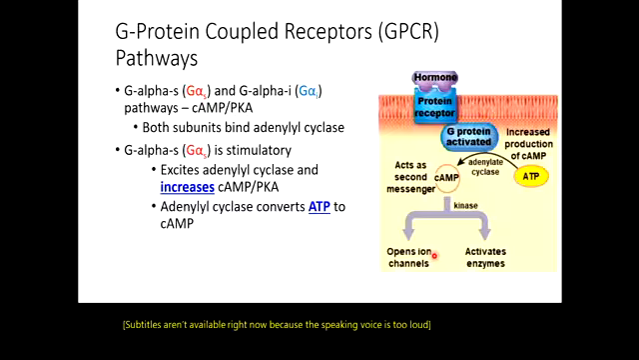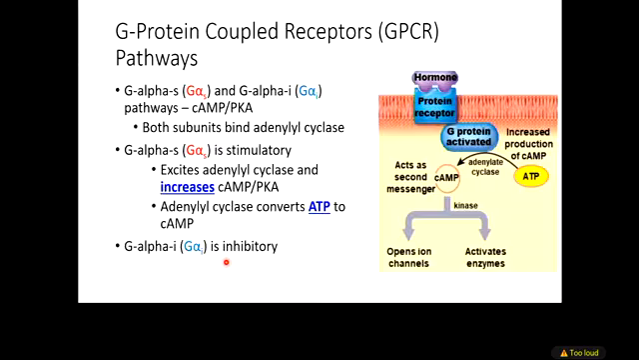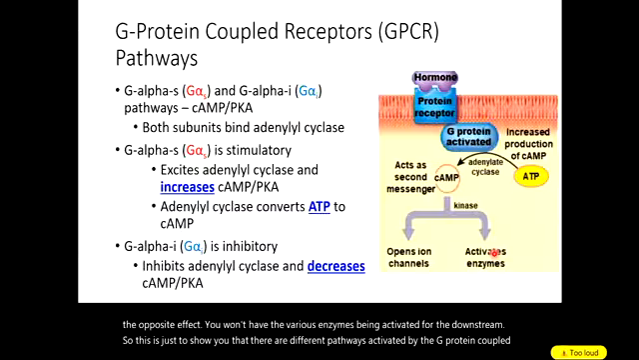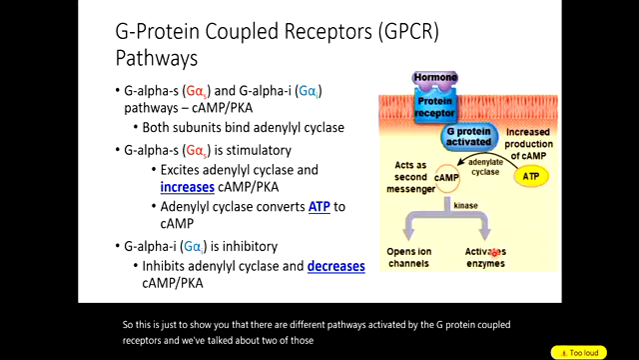Now, in case it was a different type of G protein coupled receptor and there is a release of the G-alpha I subunit, what this does is it's going to bind to adenyl cyclase and it will inhibit it. And if adenyl cyclase is being inhibited, we see that the levels of cyclic AMP are going to decrease, and so you'll have the opposite effect, right? You won't have the various enzymes being activated further downstream. So this is just to show you that there are different pathways activated by the G protein coupled receptors, and we've talked about two of those in this slide.